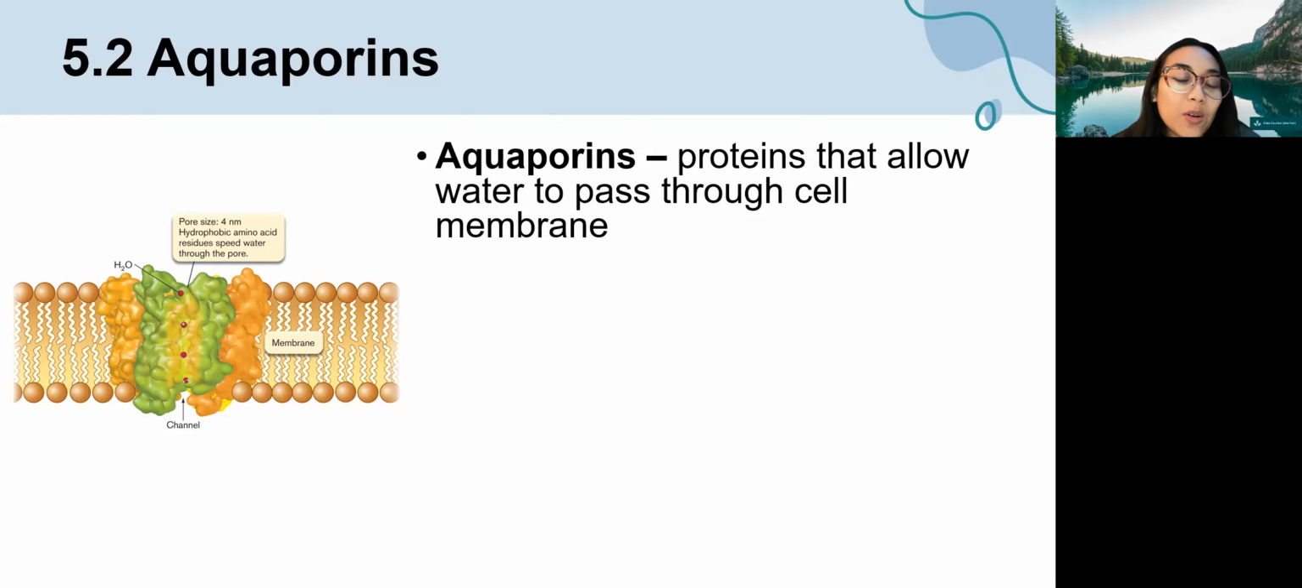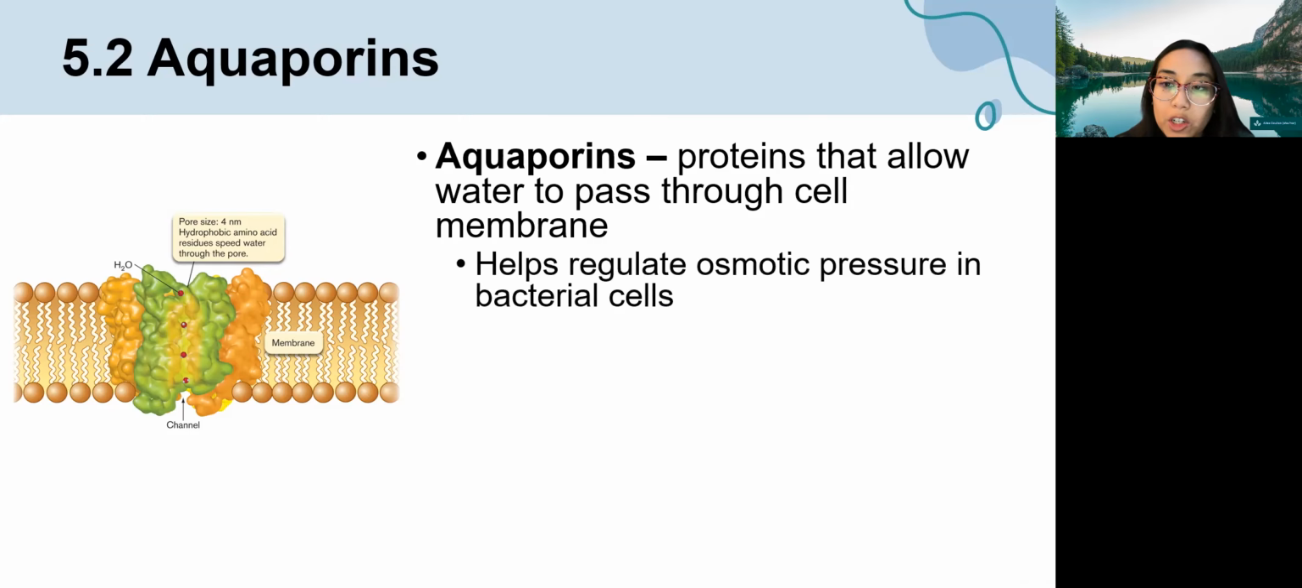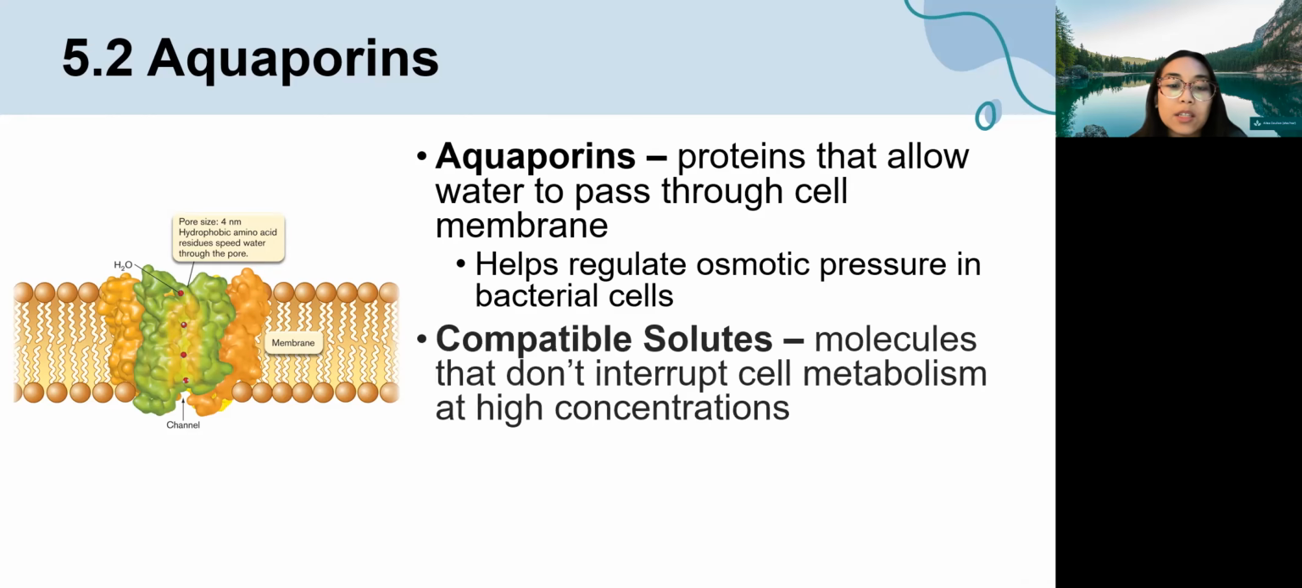But anyway, these aquaporins help regulate the amount of water that's going in and out of the cell when it's either hypertonic or hypotonic. So super important, it regulates the osmotic pressure. Another way that bacteria can regulate themselves if they're put in a situation that's super salty, for example, is compatible solutes. A compatible solute is a molecule that will not interrupt the cell if there is a very, very high concentration inside. Most molecules will cause some kind of disruption when there's way too much.